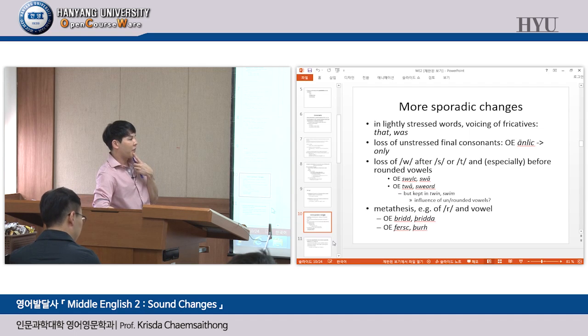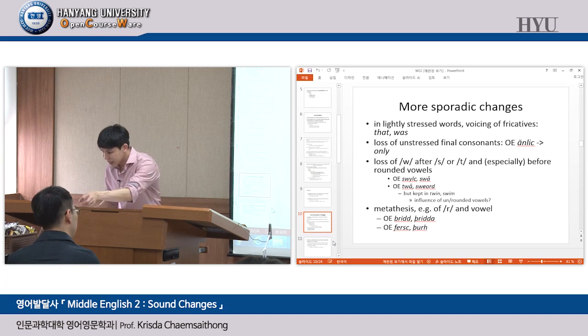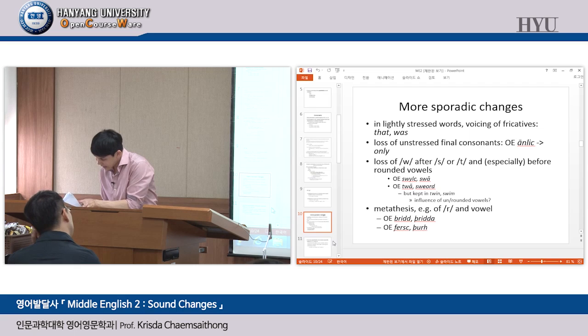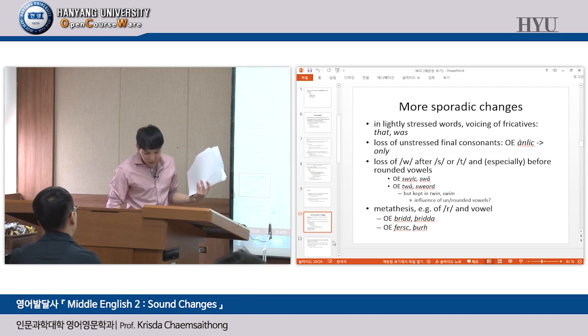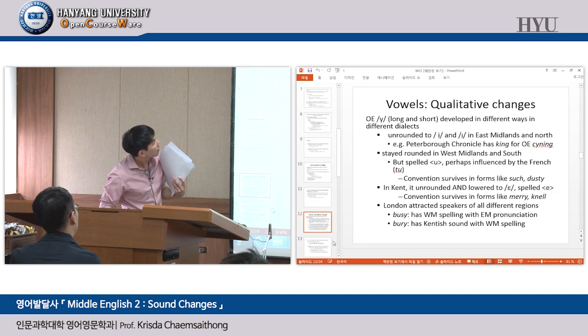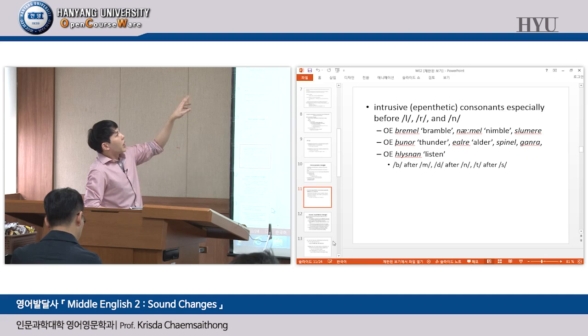And then sometimes you have metathesis of R and vowel. Brid, thridda became bird and third and so on. Okay, now what we'll do is a practice exercise after this. I think this is the end of the consonants. There's one more slide for consonants. So the last one is epenthesis, right?